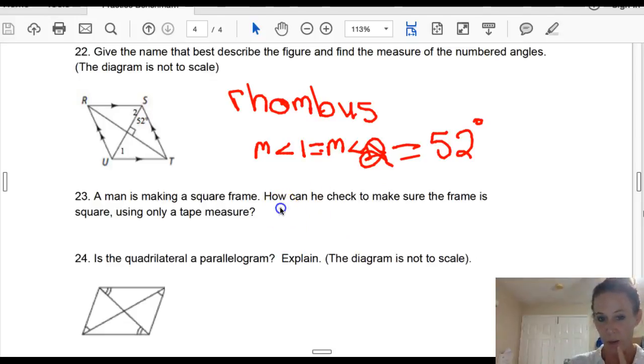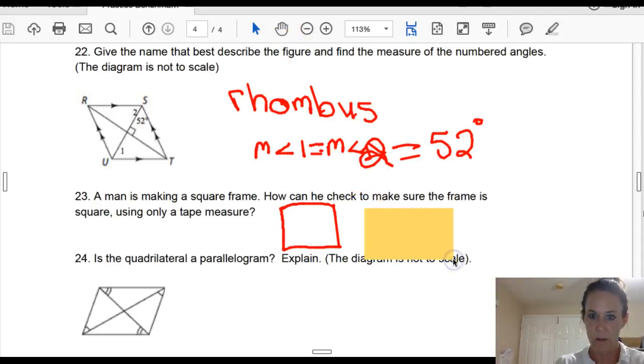So if he's making a square frame, first of all, if you want it to be square, you want all the sides to be the same. So the first thing I would do in a square is check to make sure all the sides are the same. So let's write that out. Here comes my text box maybe. The length of each side. Then after that, the length of each side is the same.